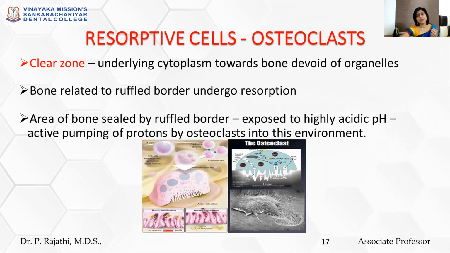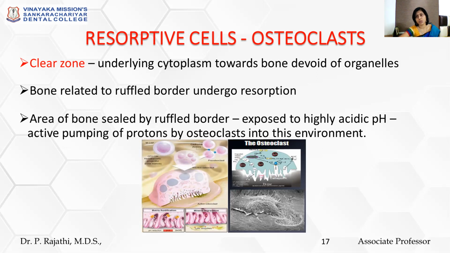Along with that, if you can see in the left side picture, you have a clear zone next to the ruffled border, it is completely devoid of organelles. That you call it as clear zone. So the cytoplasm towards the bone where it is going to be resorbed is going to be devoid of organelles.